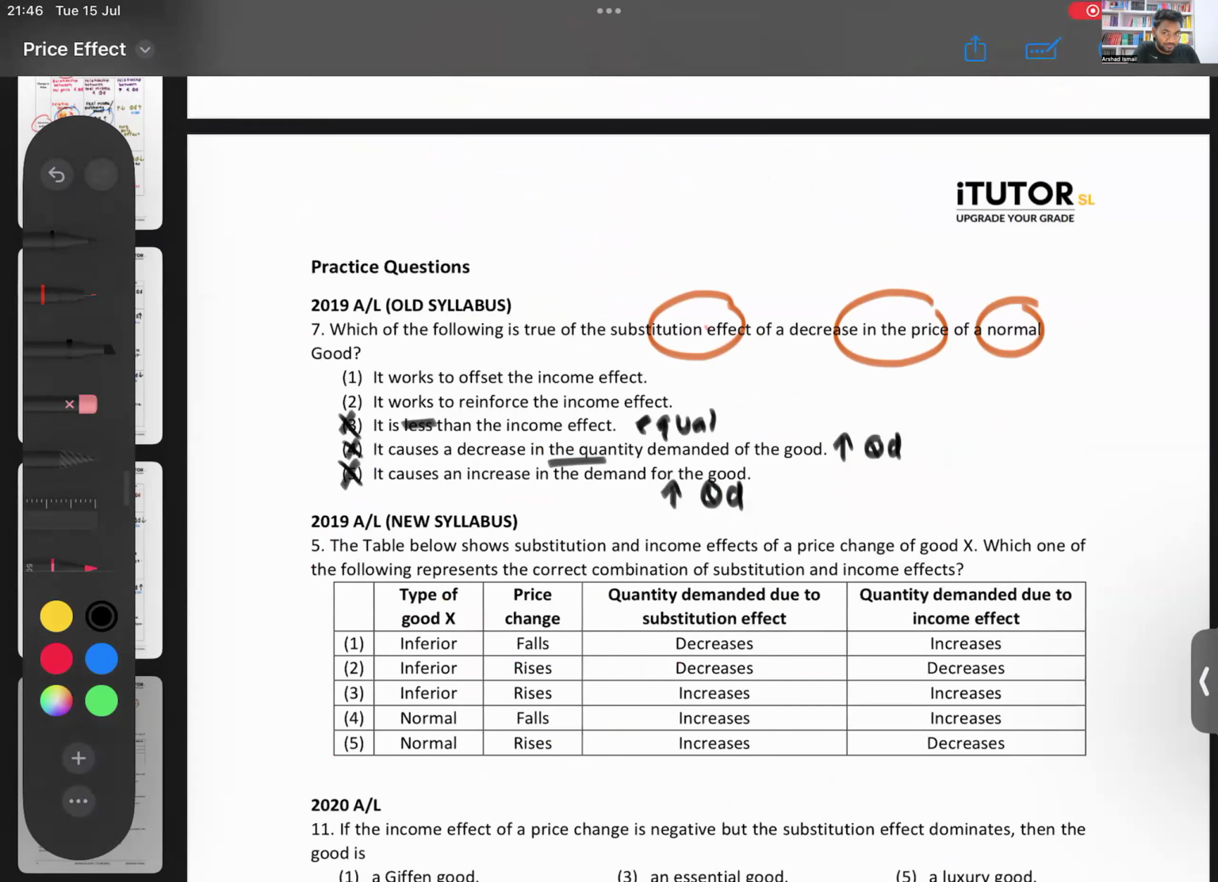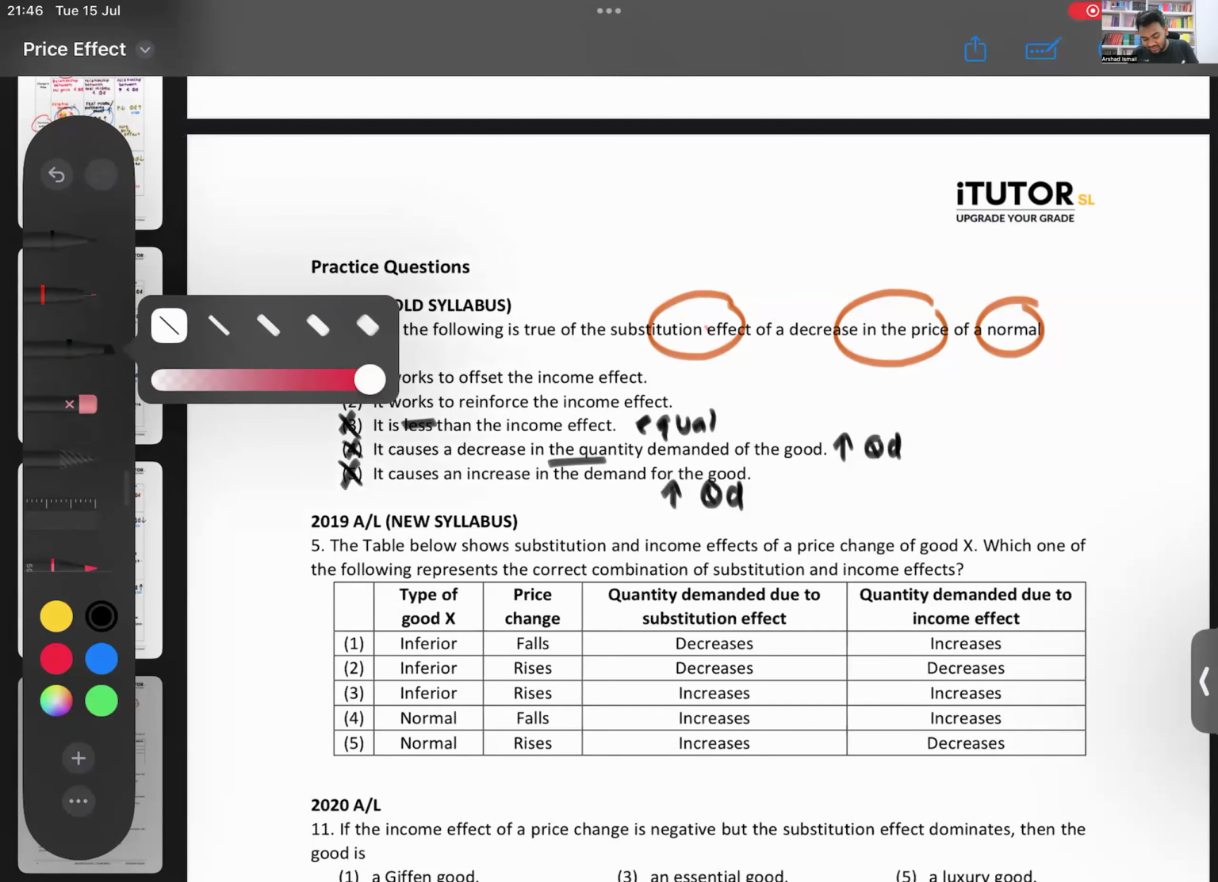Then you're left with 1 and 2. Look at 1. It works to offset the income effect. Is it offsetting the income effect? Offsetting means this one is increasing, the other one is saying, no, I am decreasing. They're offsetting. Are they offsetting? I told you this like 2-3 minutes ago. It's not offsetting. Offsetting means I am saying increase, you're saying decrease, and we offset each other. Not offsetting, right? Both are saying increase or both are saying decrease. What is it doing? It is reinforcing. This one is saying I am increasing. This is saying, yes, I will also increase. It is supporting that. And that is your answer.